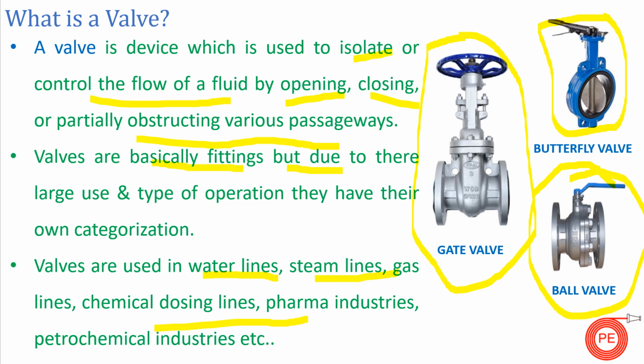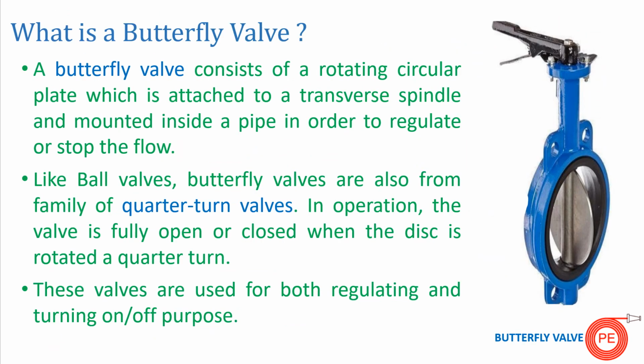So guys, moving on to the next, let's see what a butterfly valve is. Basically, a butterfly valve, as the name suggests, flaps its wings like a butterfly does. In a butterfly valve, there is a rotating circular plate. This circular plate is also known as the disc of the butterfly valve, and this is the main component which either isolates or controls or regulates your flow.